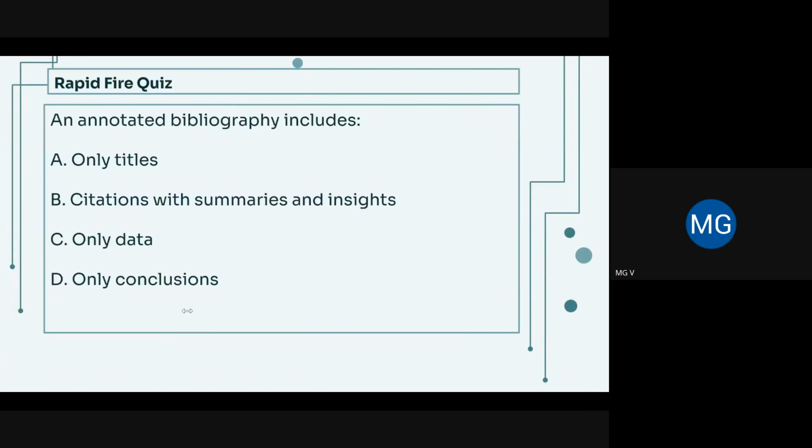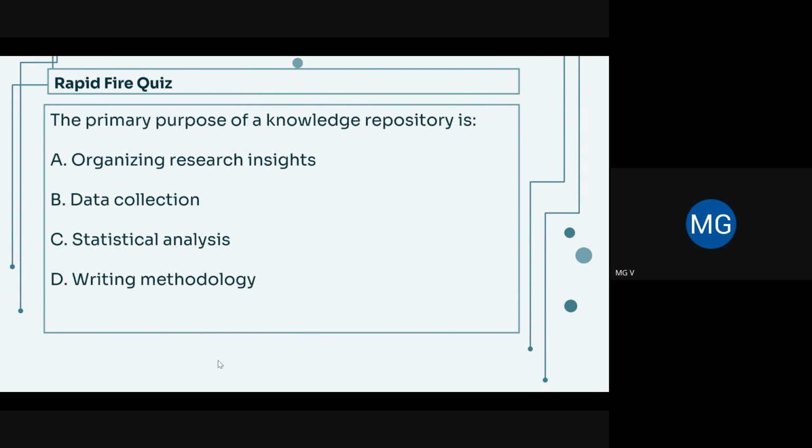Now let us check. An annotated bibliography includes, what does it include? Right, sir? Citations with summaries and insights. Very right. The primary purpose of a knowledge repository is, again right, organizing research insights.